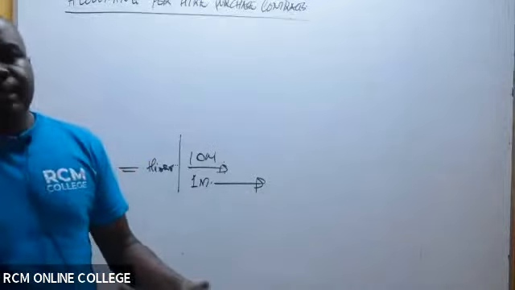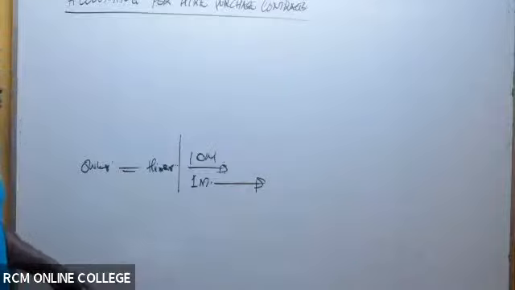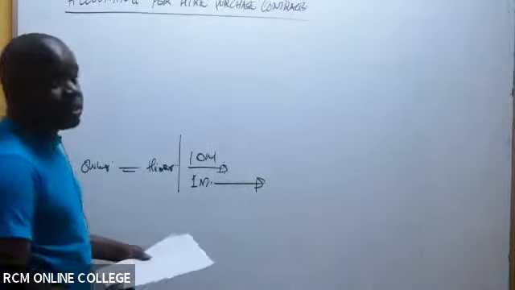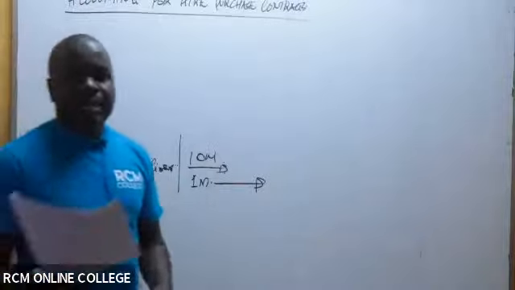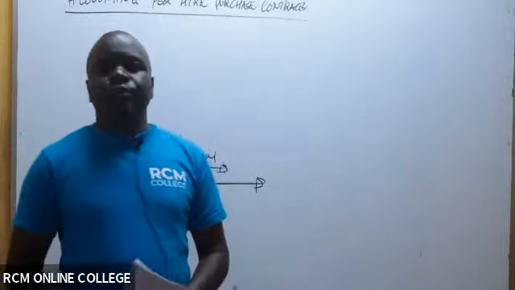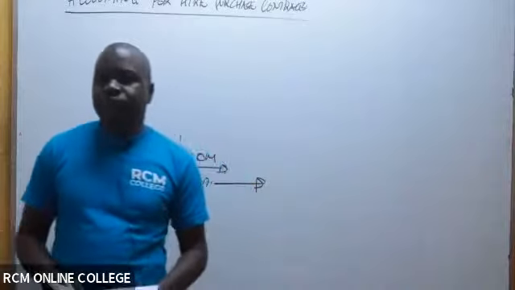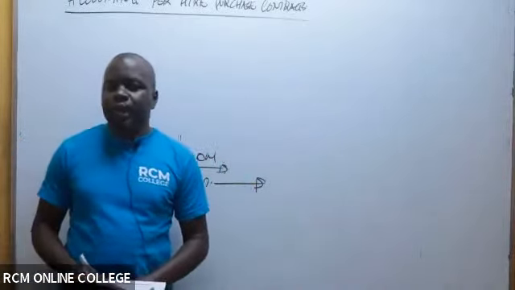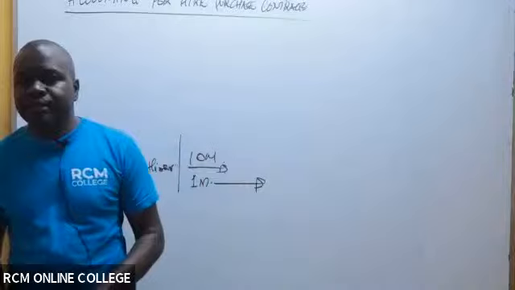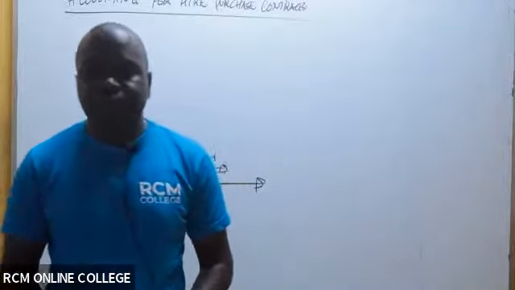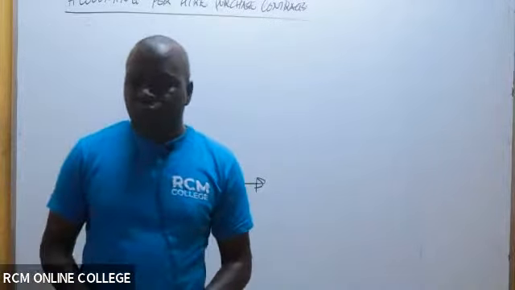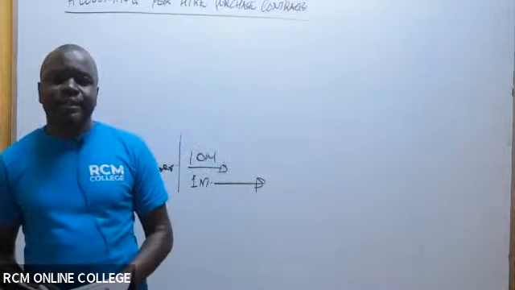What normally happens here, if you can recall your mathematics very well: between cash price and hire purchase price, which one were you told ends up being more? The hire purchase price ends up being more.